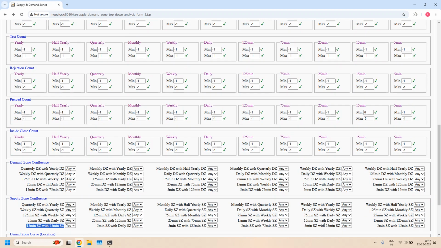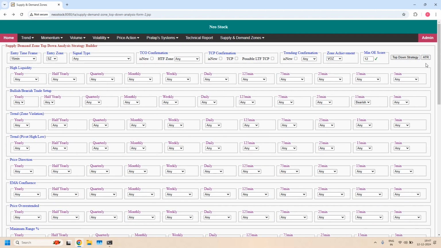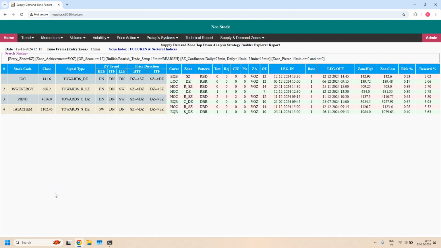The first filter is already enabled. Second filter: 15-minute supply zone with daily supply zone confluence. Third filter is 75-minute supply zone with daily supply zone confluence. With all the 3 filters, LTF, ITF, HTF supply zone confluence, we got 4 stocks. In these 4 stocks, the 15-minute supply zones are part of the 75-minute supply zone, both together again part of the daily supply zone. Daily means HTF. And the HTF trend is down in the first 3 stocks.